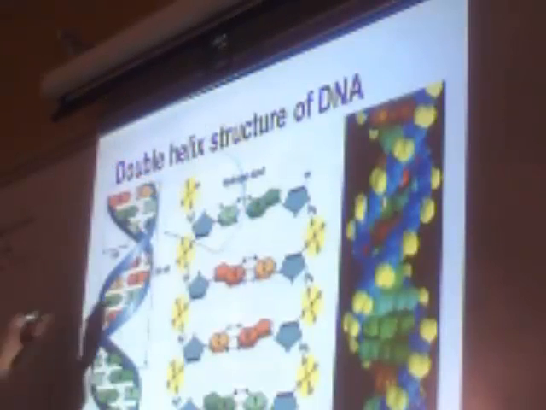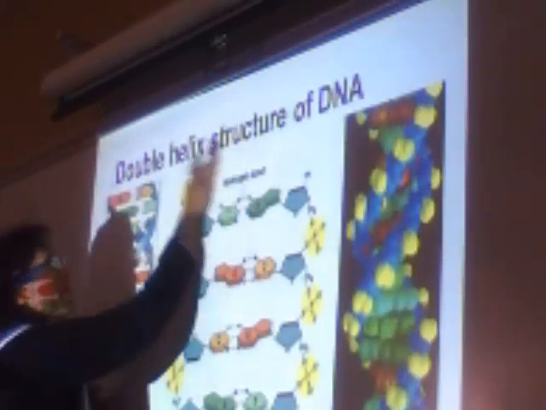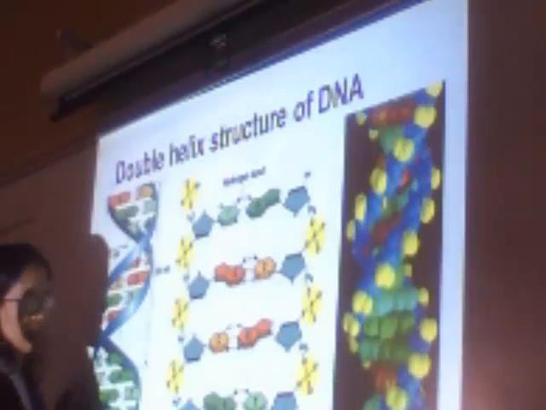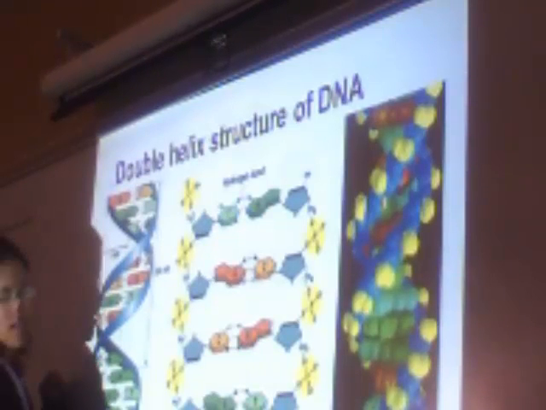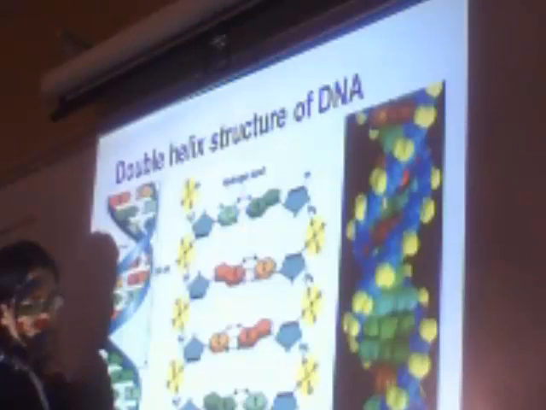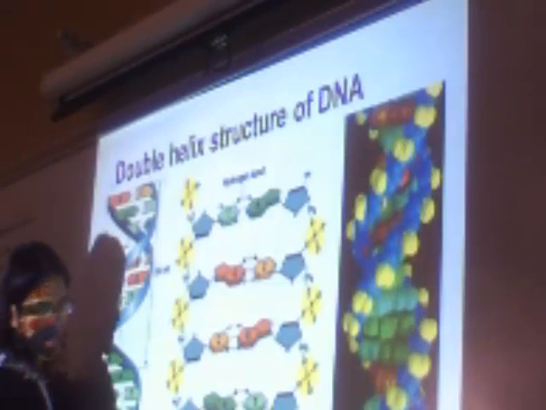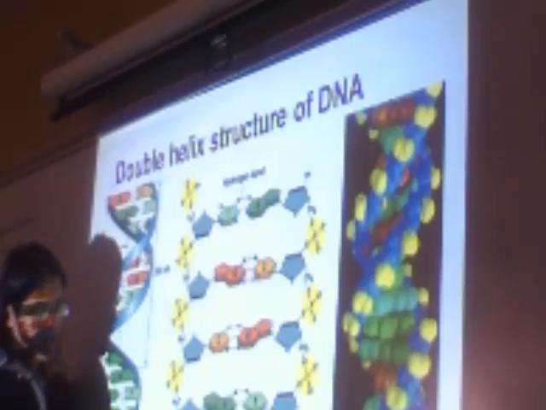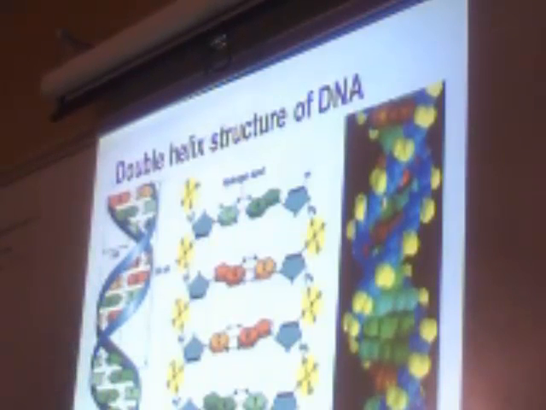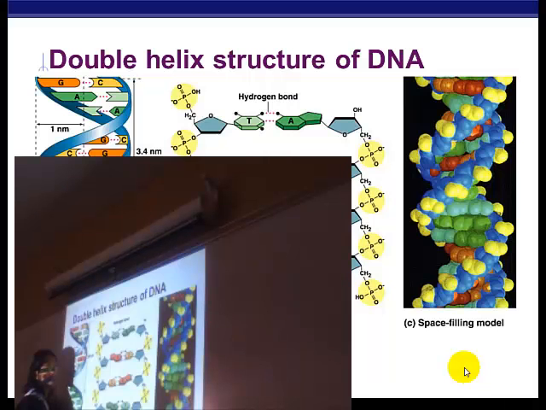Okay, we need to talk about this for a minute. Remember, a nucleotide has three parts. A phosphate group, a nitrogen base, and a sugar. The name of the sugar depends on whether or not it's a deoxyribose.